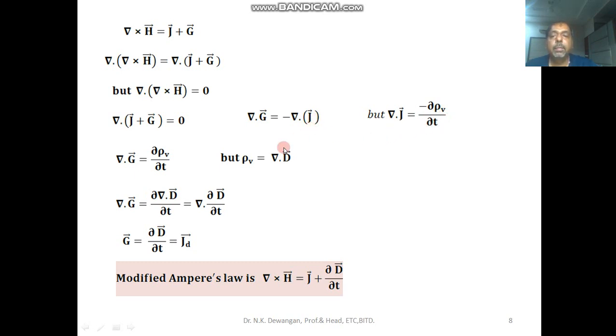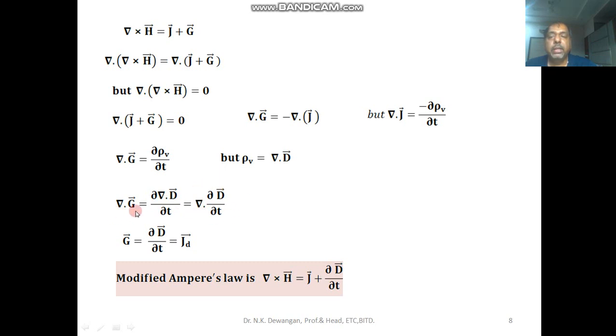So we put that here, and divergence G you will get as del rho v by del t. But from the first Maxwell equation you know the volume charge density is equal to the divergence of D vector. So we put the value of rho v here. When you put the rho v value, you will get divergence G vector equal to del of divergence D vector divided by del t. Here we interchange the del operator and the del by del t operator, so we can write it like this.